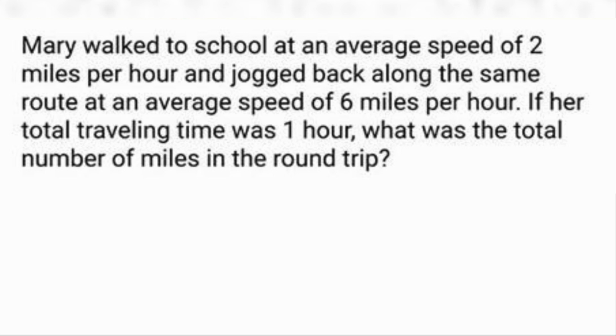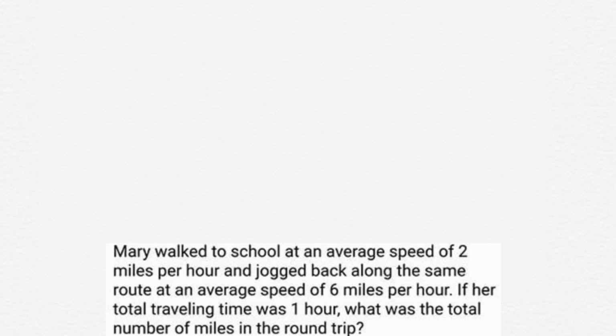So Mary walks 2 miles an hour on the way there, and then she walks 6 miles an hour on the way back, and she travels a total of 1 hour. The way I did this is I just figured how long does it take her to do each mile. So if she walks 1 mile down and then she has to walk 1 mile back.